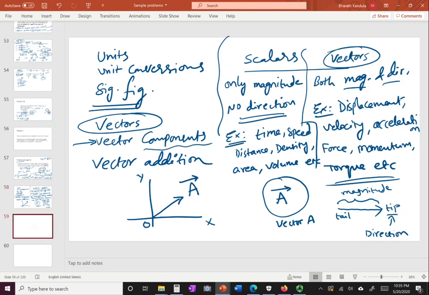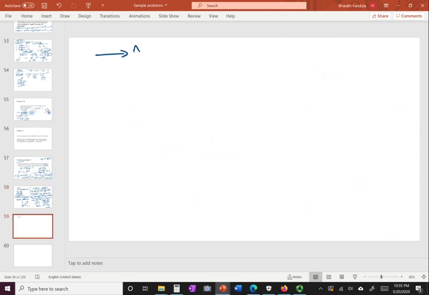Let's consider two vectors. Let's say you have vector a here and vector b here. Obviously you see the length of vector b is greater than the length of vector a. That means the magnitude of vector b is greater than the magnitude of vector a. To write the magnitude of vector a, we use this symbol. And for the magnitude of b we put the arrow mark and also this pipe symbol here.